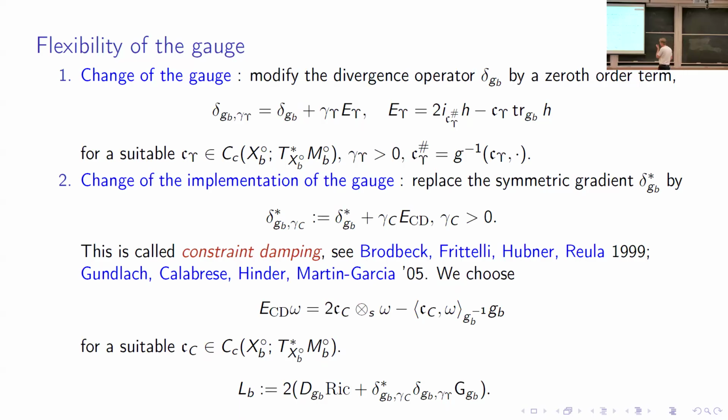This constraint damping is known. We learned this from numerical analysis, so numerics people know this very well. If you don't choose your gauge correctly for numerical analysis, everything blows up and you can't understand anything. So this is very well known in numerical analysis. I've written some names here: Brodbeck, Frittelli, Huebner, Gundlach, Calabrese, Hinder, Martin-Garcia.